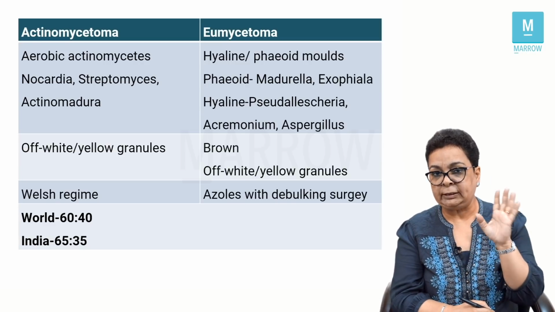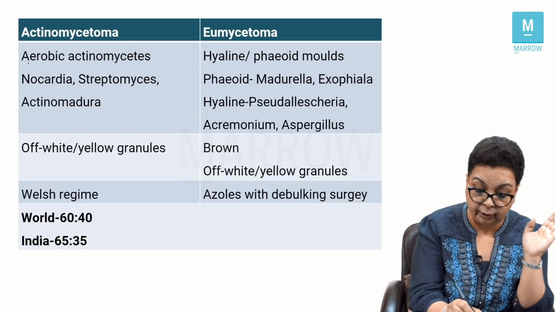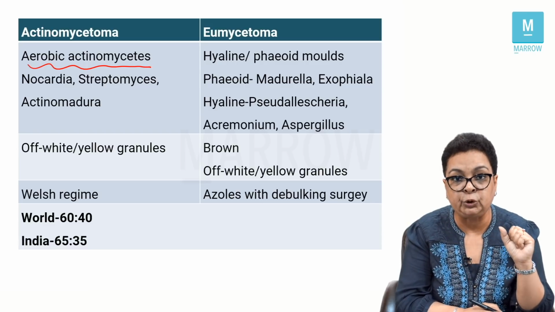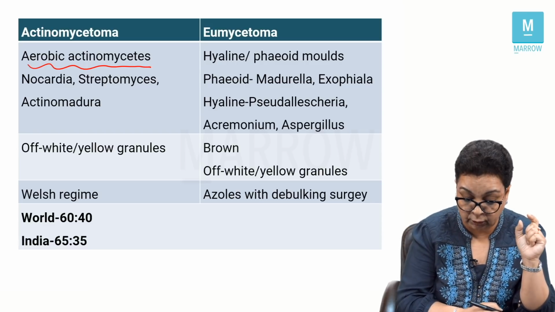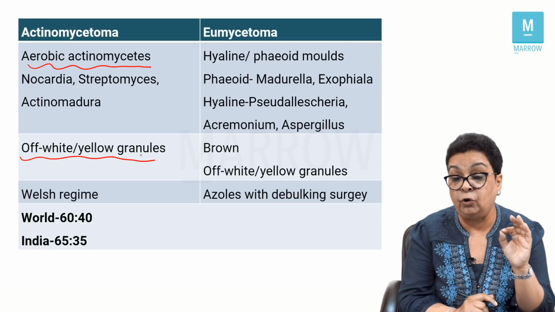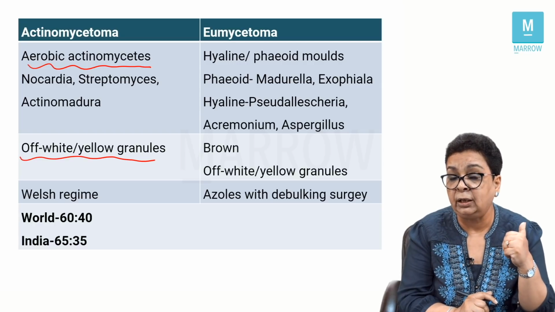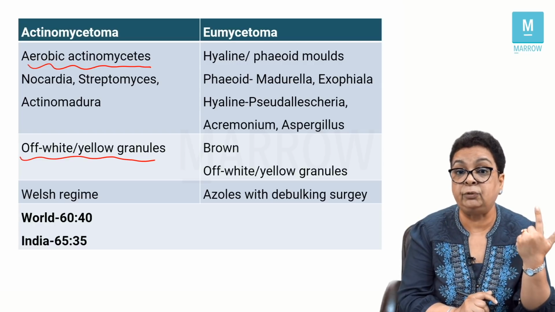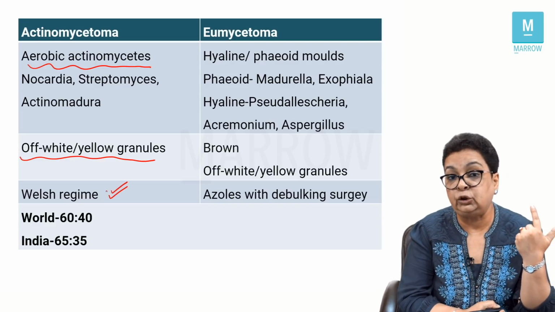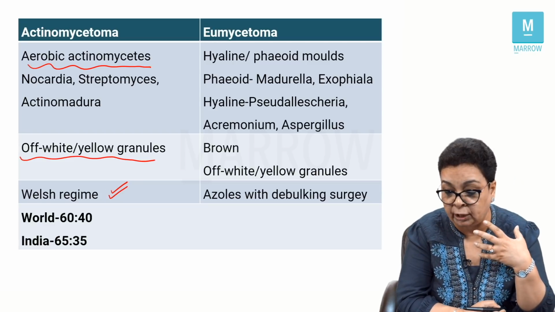Mycetoma, as we all know, is of two types depending upon the cause. Actinomycetoma is caused by aerobic actinomycetes, which are Nocardia, Streptomyces, and Actinomadura. The granules that you're going to see in the sinuses are either off-white or yellow colored, except in one, Actinomadura pelletieri, in which they are red in color. The treatment in actinomycetoma is the Welsh regimen, that is amikacin given with cotrimoxazole.